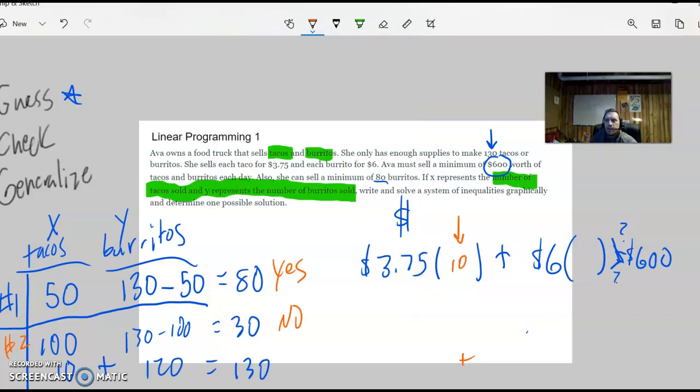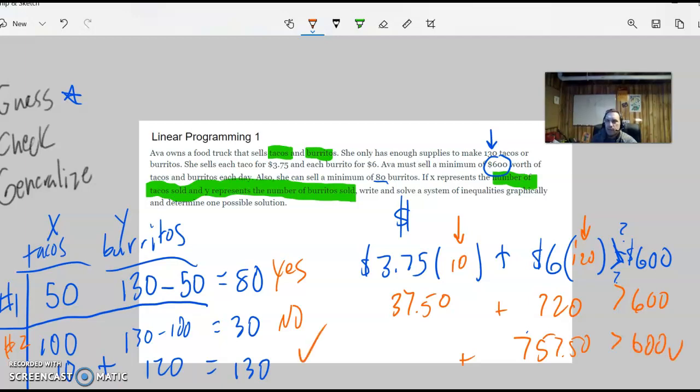If I have 10 tacos and I have 120 burritos, well, this is $37.50. I love multiplying by 10. And if this is 120 times 6, 6 times 0 is 0, 6 times 2 is 12, carry the 1, 6 times 1 is 6, plus 1 is 720, and I can see that's going to be bigger than 600. So I have $757.50, which is greater than 600. So this one does work.